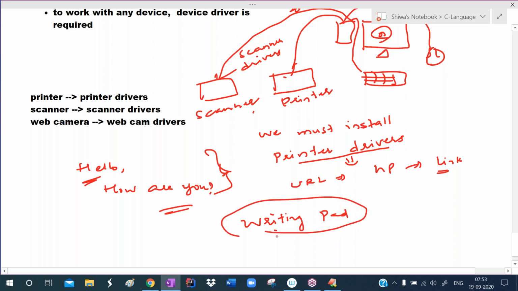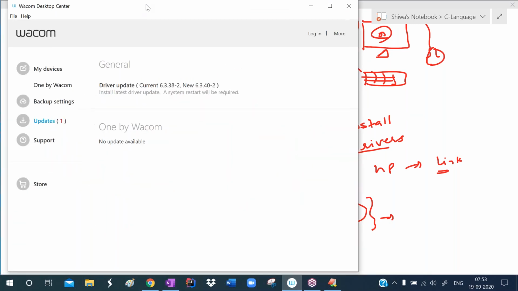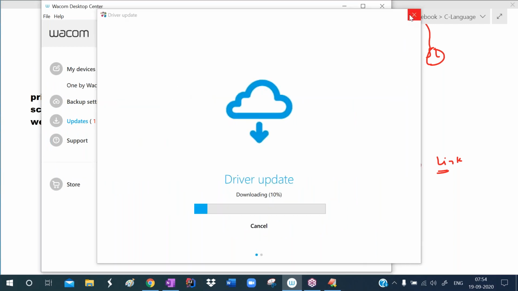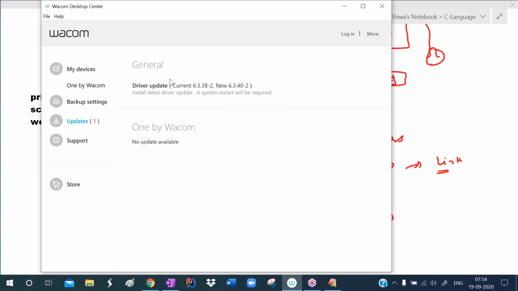So to use this writing pad, first I purchased it and connected it to my system. Then I installed the drivers. See, this is Wacom company drivers. Drivers updated, like this. The driver software is on the Wacom website. From the Wacom website, I downloaded the driver software. Every time they are sending updates to me, saying drivers are updated, please update. They are sending instructions to me. I installed this driver software from the Wacom website.